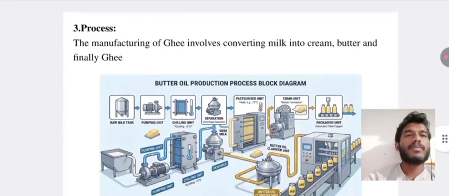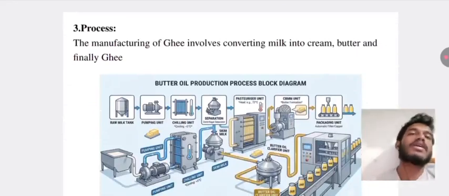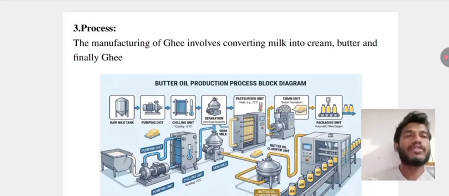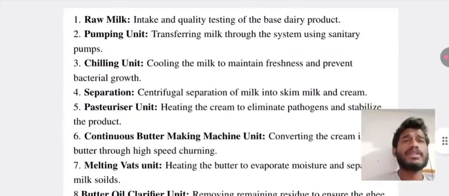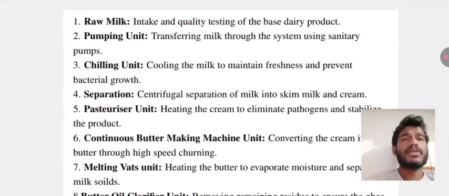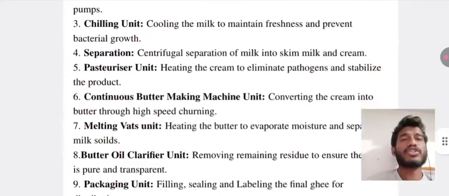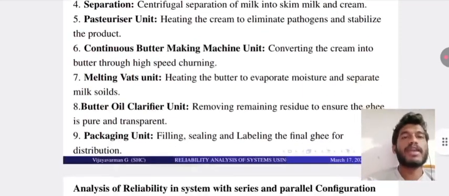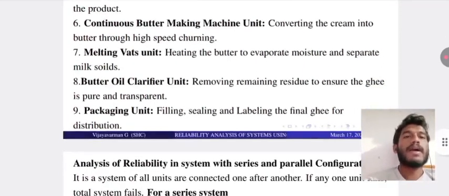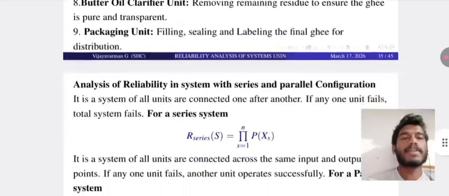The third topic is the manufacturing of ghee, which involves converting milk into cream, butter, and finally ghee. Here the process: raw milk, pumping unit, chilling unit, separation and pasteurization unit, condensed butter making machine unit, melting unit, butter oil clarifying and packaging units.